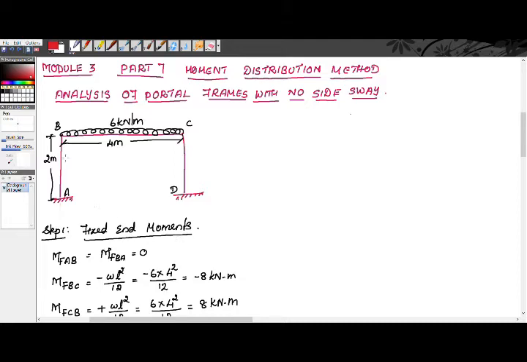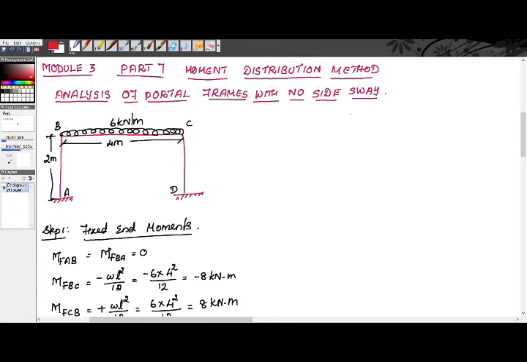So if you are considering AB, A should be considered as fixed support, B also should be considered as fixed support. Since there is no external loads, M of AB is equal to M of BA, that is, the fixed end moments at A and at B for the span AB are 0. Now we will consider the second span, that is BC, the horizontal span BC.